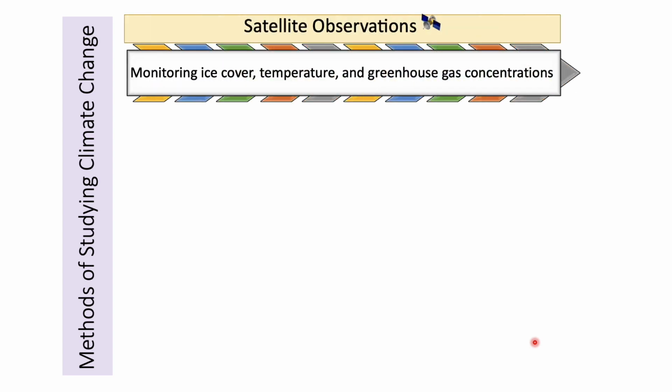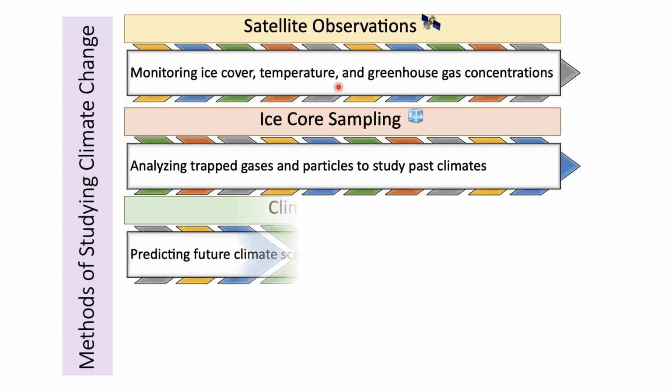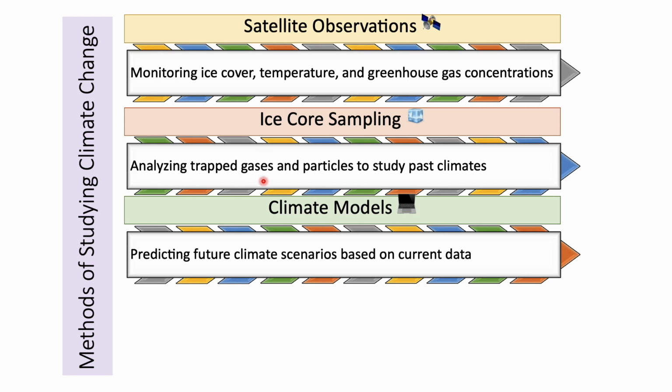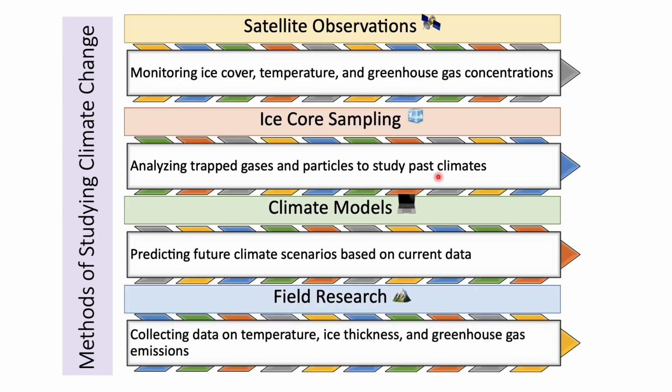And how do we study climate change? We can use satellite observations to monitor ice cover change, temperature and greenhouse gas concentration. Ice core sampling can be carried out, analyzing the trapped gases and particles to study past climates. From that we can understand what changes are currently happening, and then try to understand what is responsible for this change. Climate models can be used; these predict future climate scenarios based on current data. Then with field research, we can go to the location and collect data on temperature, ice thickness and greenhouse gas emissions.